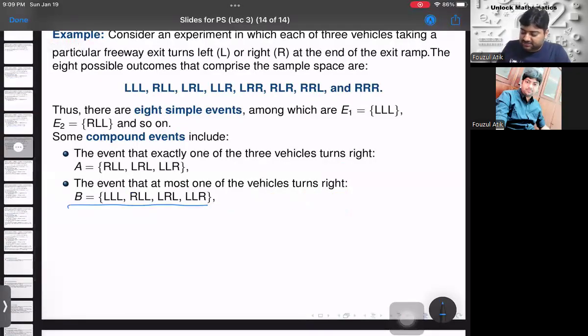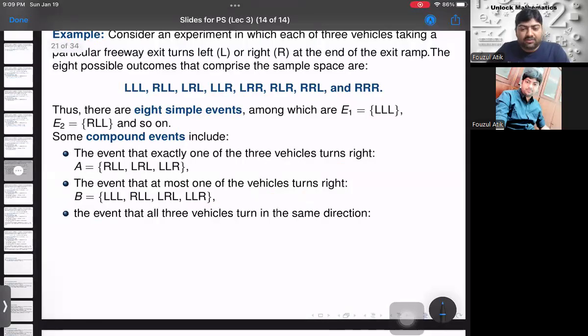Yes, as we discussed, this one. Now what about this one? The event that all 3 vehicles turn in the same direction. Now can you tell me what that is? This event, all 3 vehicles turn in the same direction. So it can be either left, left, left, or right, right, and right. So these are all examples of compound events. I hope it is very much clear to you.